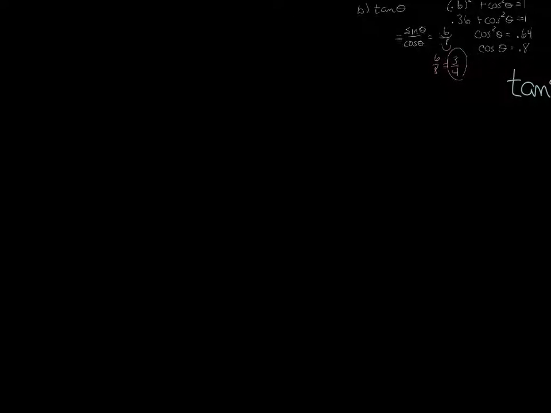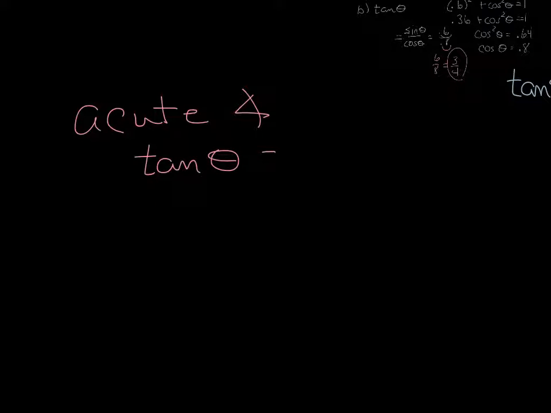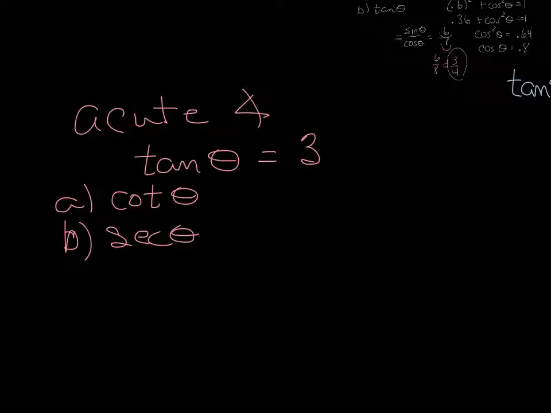Let's let theta be an acute angle. That tells us we're in quadrant 1. Everything's positive in quadrant 1. And the tangent of theta is equal to 3. I want to find the cotangent, and I want to find the secant. Okay. Cotangent should be easy. If the tangent of theta is 3, what's the cotangent? 1/3. They are reciprocals of each other, so that one's easy.